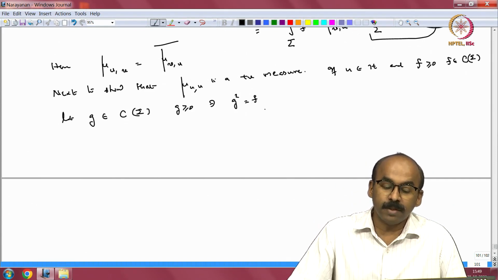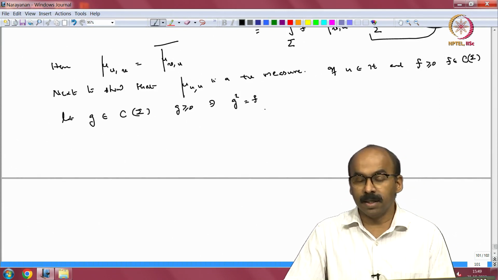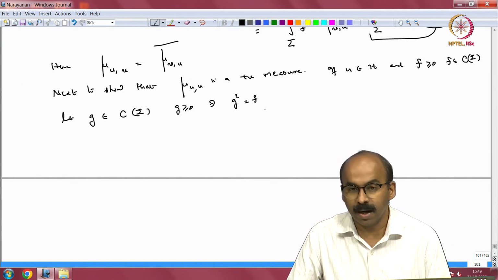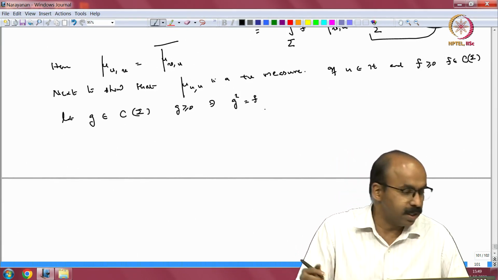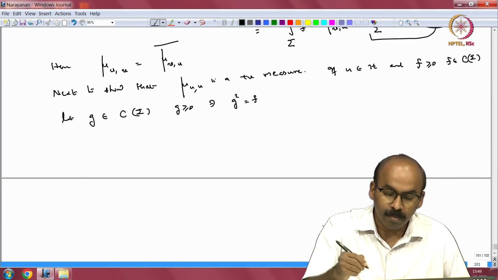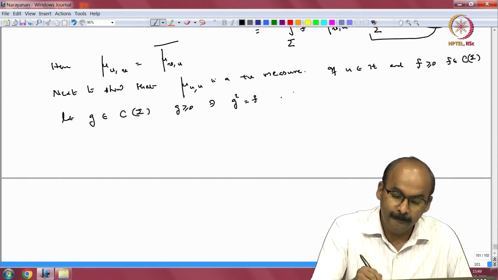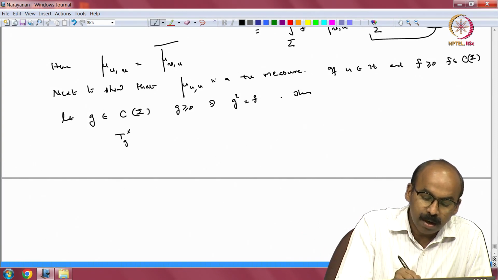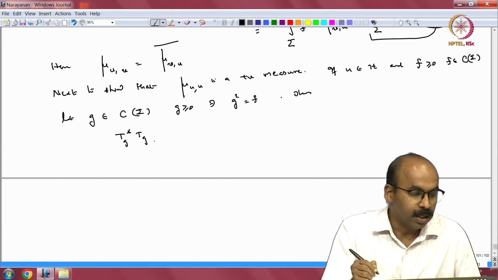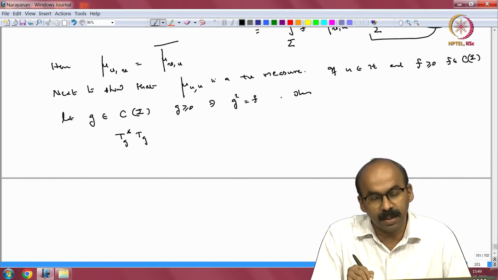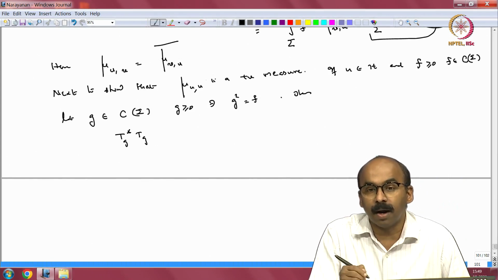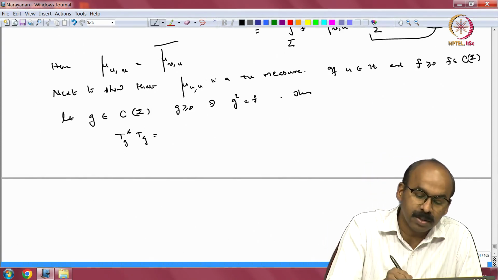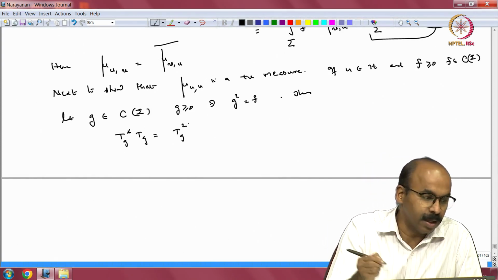Now, remember g is positive, so g star is g, right, g bar is g. So, the corresponding operator T sub g will have the same property, it is going to be a self adjoint operator, right. Then T_g star T_g, okay. So, T_g star is going to be T_g itself, because g bar is g, because g is positive. So, this is simply T_g square, okay.